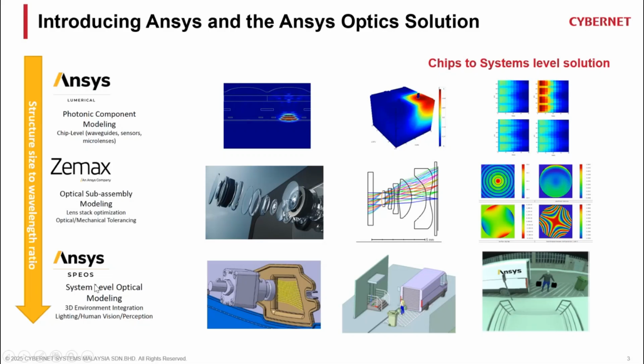Okay. And the next one is the system level design. We have Ansys Speos. Most of the designs are related to 3D environment integration, lighting, and human vision perception. So you can see the design field is the whole system. It's related to the camera, and we also include the environment in this formulation, so we can analyze the design in the system view.